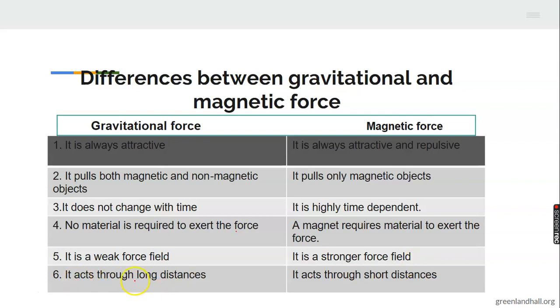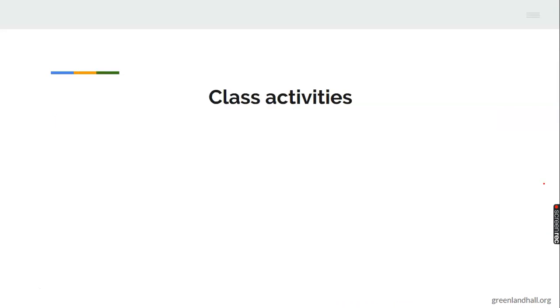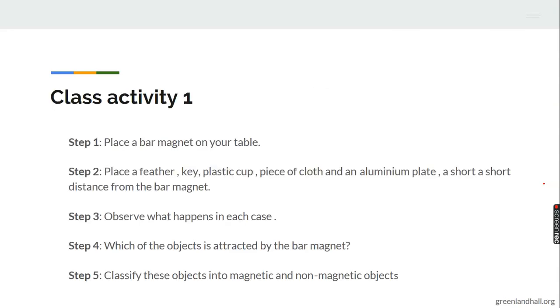So the sixth one, it acts through long distances. That's for gravitational force. And magnetic force acts through short distances. Okay, so our class activities. The first class activity we are going to look at, I'm going to give you how it's being done, and you're going to give me your answers. And before I finish this class, I would like to talk about the last class activity because I received a lot of responses from many of you.